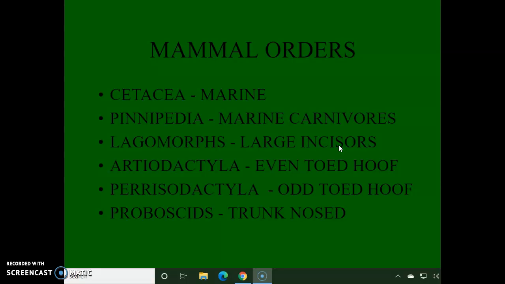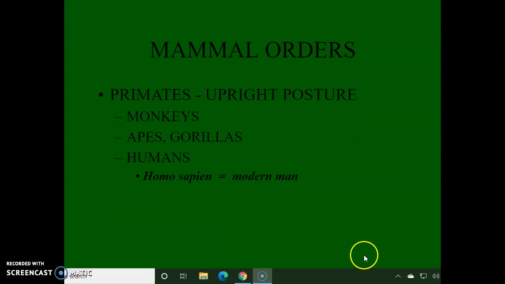Pinnipedia are marine carnivores. Lagomorphs have large incisors. Artiodactyla have even-toed hoofs. Perissodactyla have odd-toed hoofs. And proboscids are trunk-nosed. Then you have the primates. Upright posture, this is your monkeys, apes, gorillas, humans, and of course the Homo sapiens, which is us, modern man.